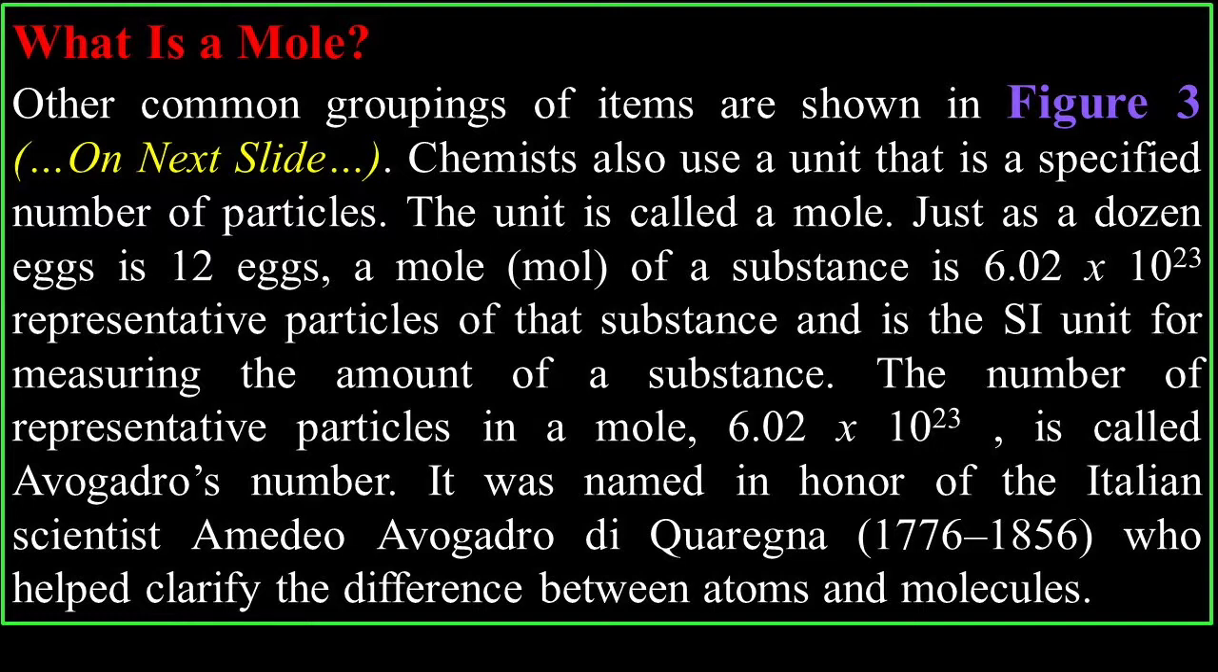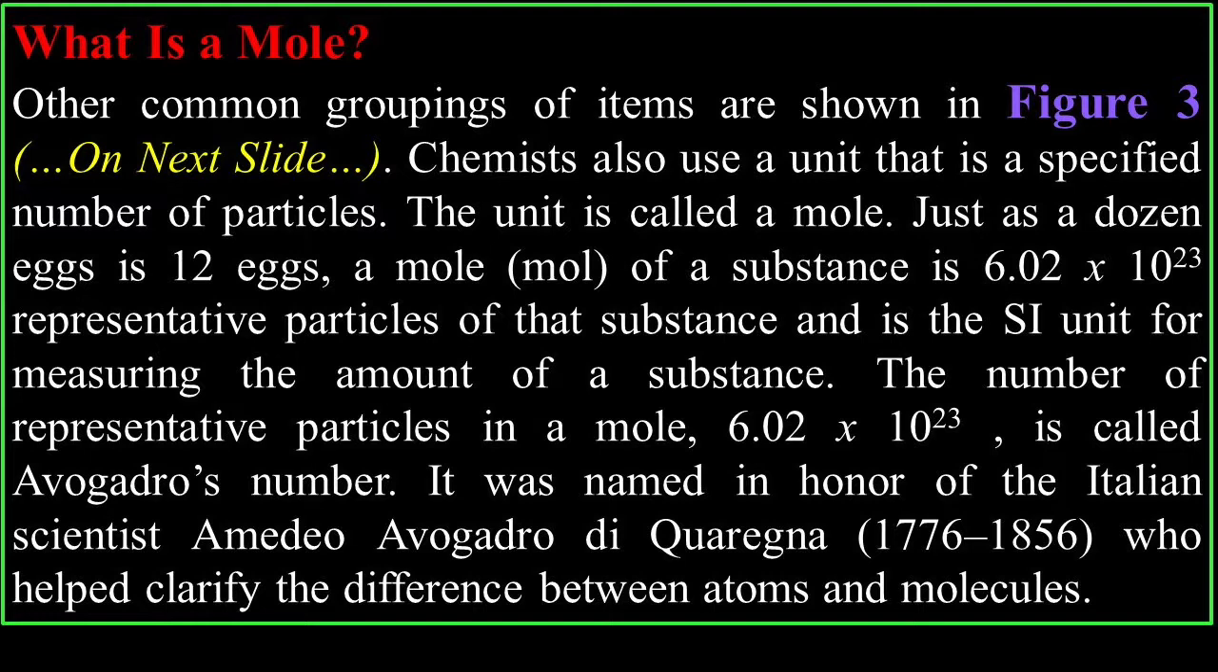Chemists also use a unit that is a specified number of particles. The unit is called a mole. Just as a dozen eggs is 12, a mole, MOL, of a substance is 6.02 times 10 to the 23rd representative particles of that substance, and is the SI unit for measuring the amount of a substance.